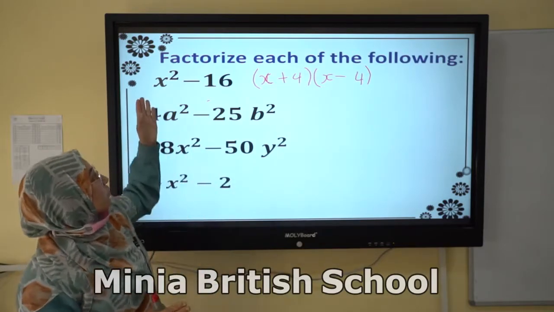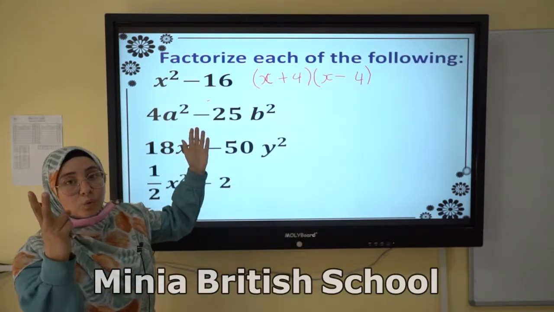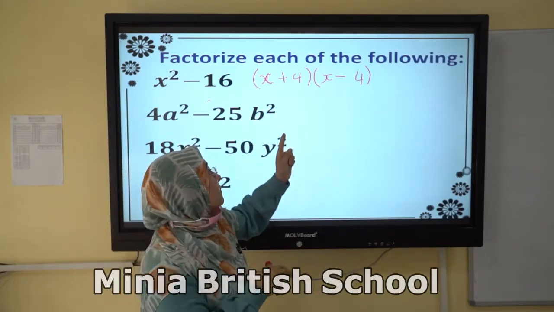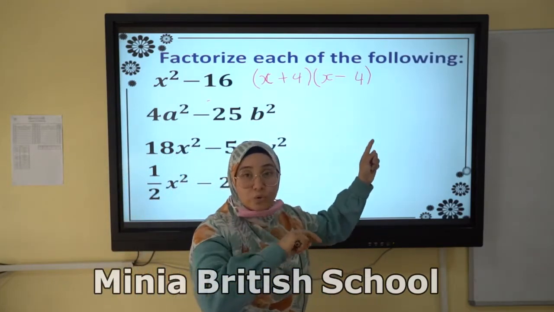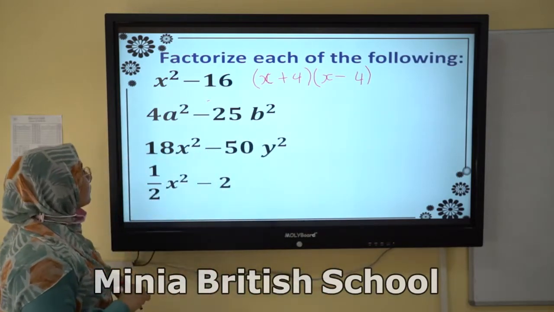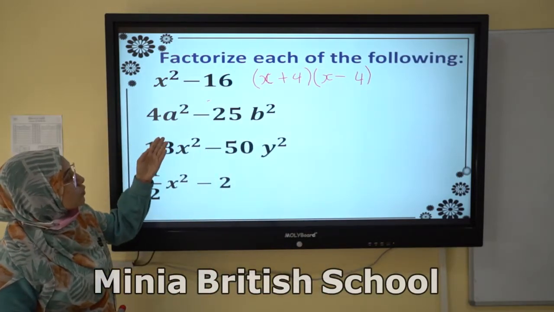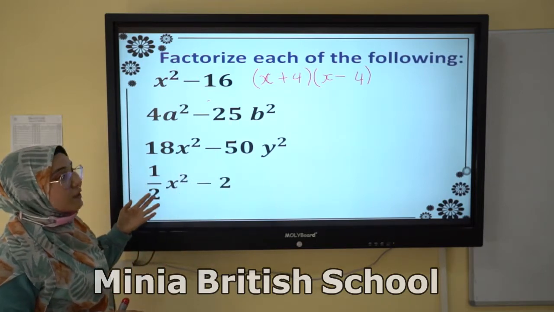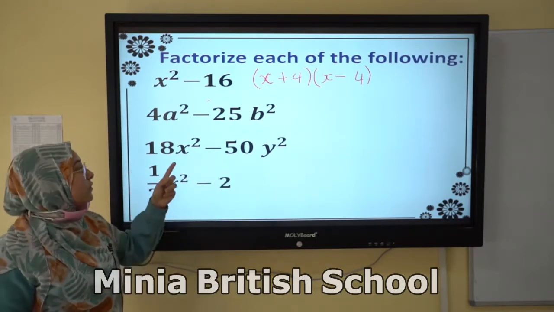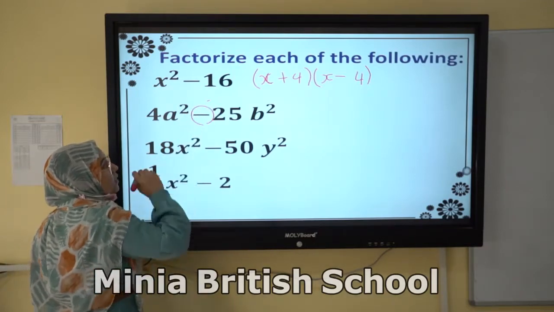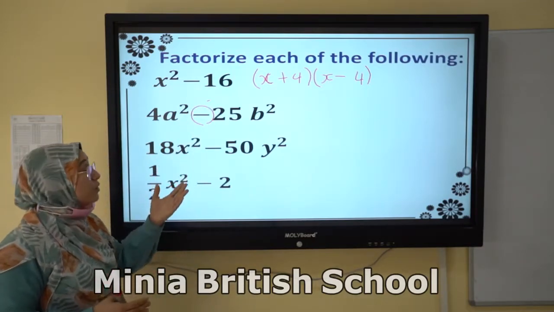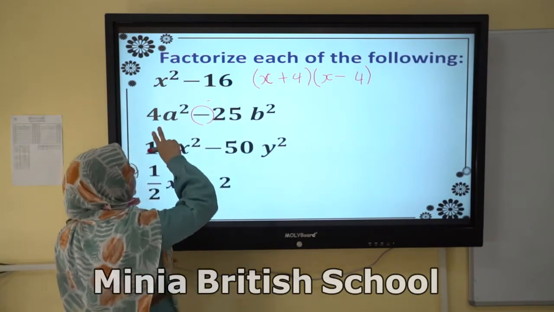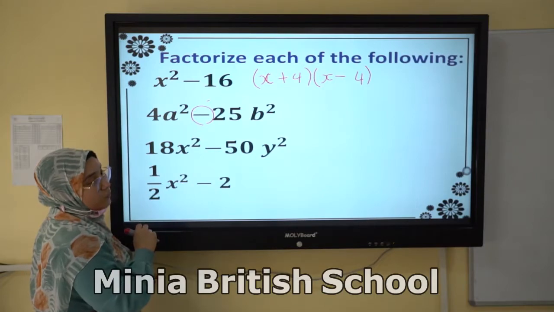So the difference of two perfect squares equals the sum of two quantities times the difference of two quantities. Here, 4a power 2 minus 25b power 2. This is called the difference between two squares, because the sign between them is minus, and we have a perfect square and also a perfect square.